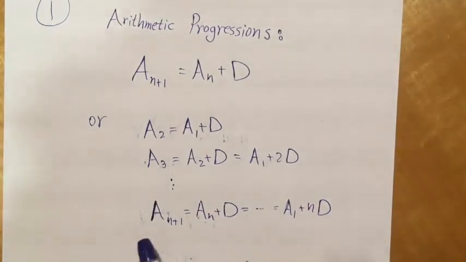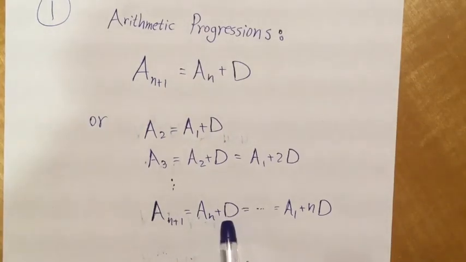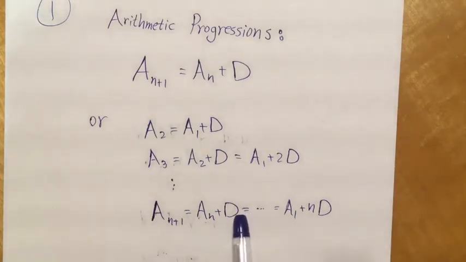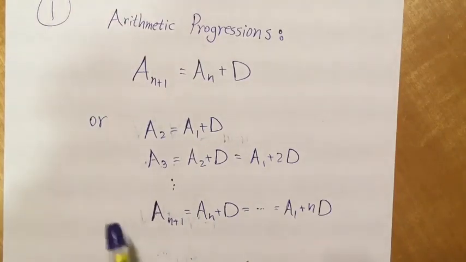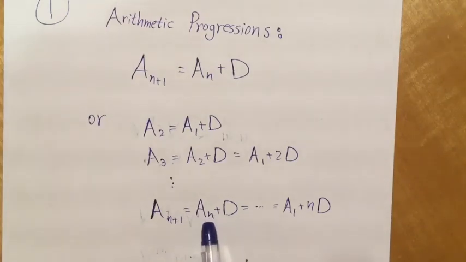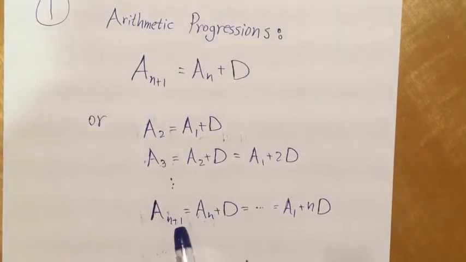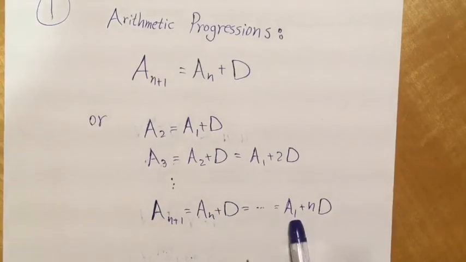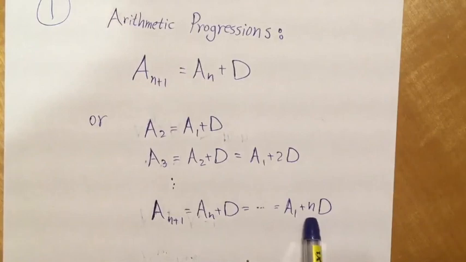More generally, the n+1th term is equal to the nth term plus d, which is equal to the n-1th term plus 2d. In general, going down from the n+1th term to the nth term, you lose exactly an amount equal to d. Now, stepping down from the n+1th term all the way down to the first term, the difference has to be equal to the number of steps you took times d.